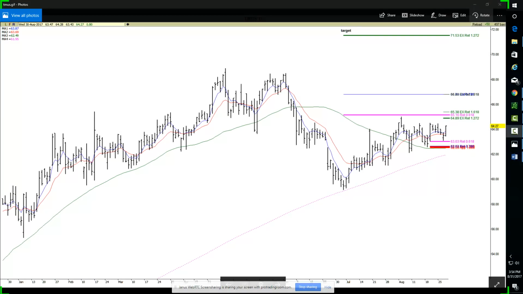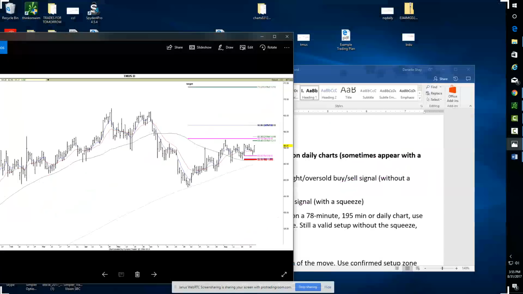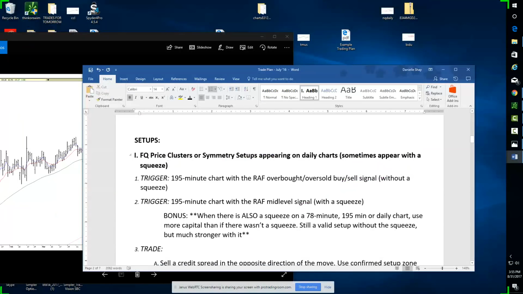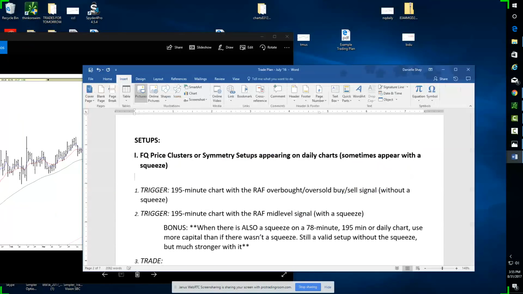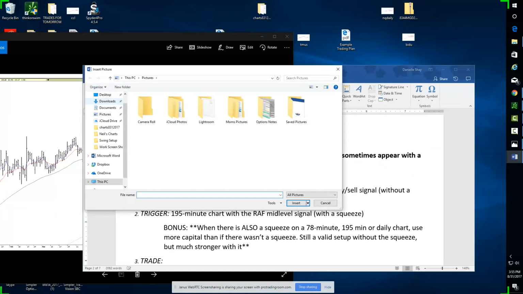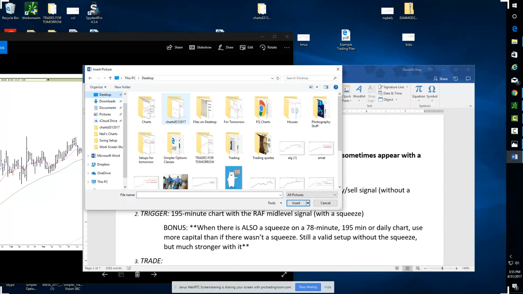My example for my Fibonacci cluster setup. So here is a Fib cluster setup. Insert picture. That way, when you guys have this later, you'll know what I'm talking about.